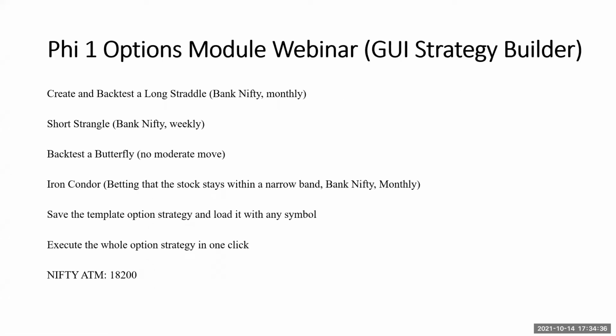So we want to introduce to everyone our new option module, which allows you to build a strategy template using the GUI interface. And rather than taking the particular strikes behind the strategy that you create, it captures the relevant template, like if it's an ATM or an OTM, and stores the strategy for you. And then we allow you to load that strategy for any set of symbols at any given point in time.